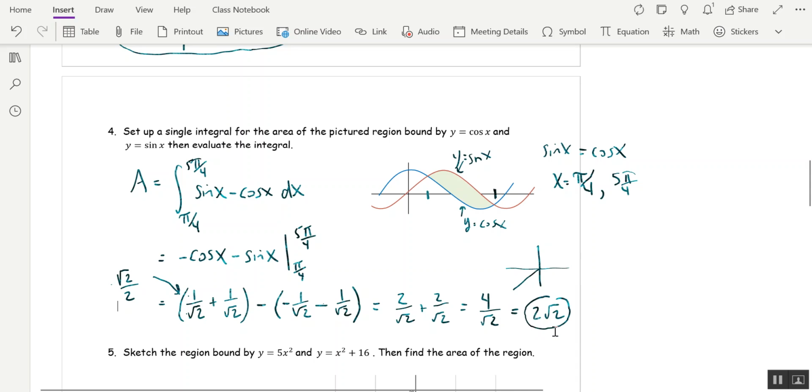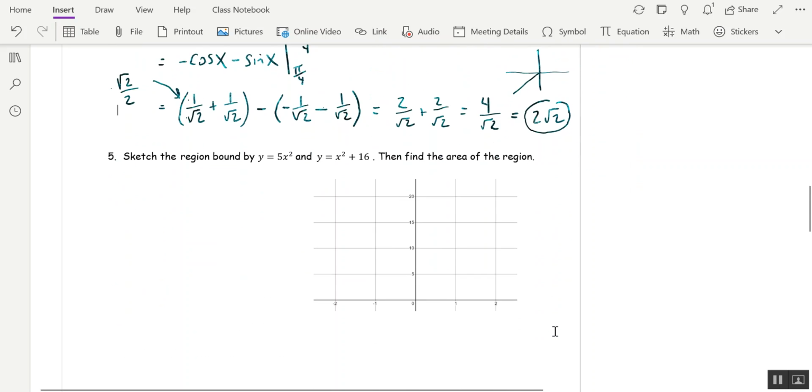Okay, one more. Sketch the region bound by these two parabolas. Find the area of the region. Okay, x squared plus 16. Let's see, that's a parabola. It crosses the y-axis at 16. When x is negative 2, y is 20. And when x is 2, y is 20. So the first parabola looks like that.